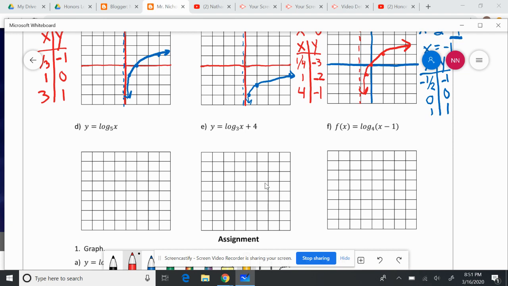What we're going to do is look at some more logarithmic equations, starting with letter D. Remember, the first thing that we do is turn it into exponential form. So since our base is 5, we're going to put 5 to the y, Y is our exponent, and that's equal to x. Remember, we have a vertical asymptote at x equals 0. We're going to make our chart.